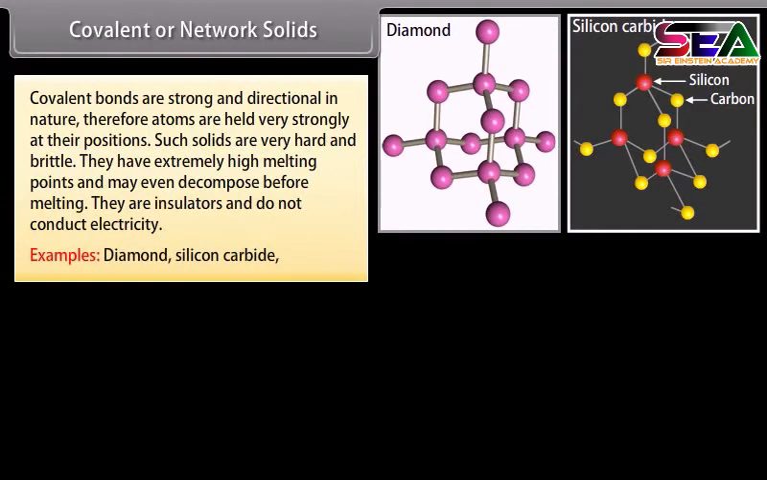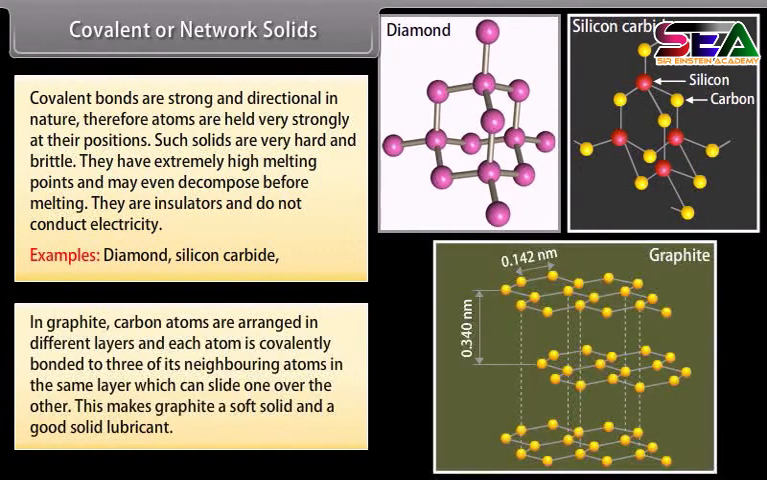Examples: diamond, silicon carbide. In graphite, carbon atoms are arranged in different layers, and each atom is covalently bonded to 3 of its neighboring atoms in the same layer, which can slide one over the other. This makes graphite a soft solid and a good solid lubricant.